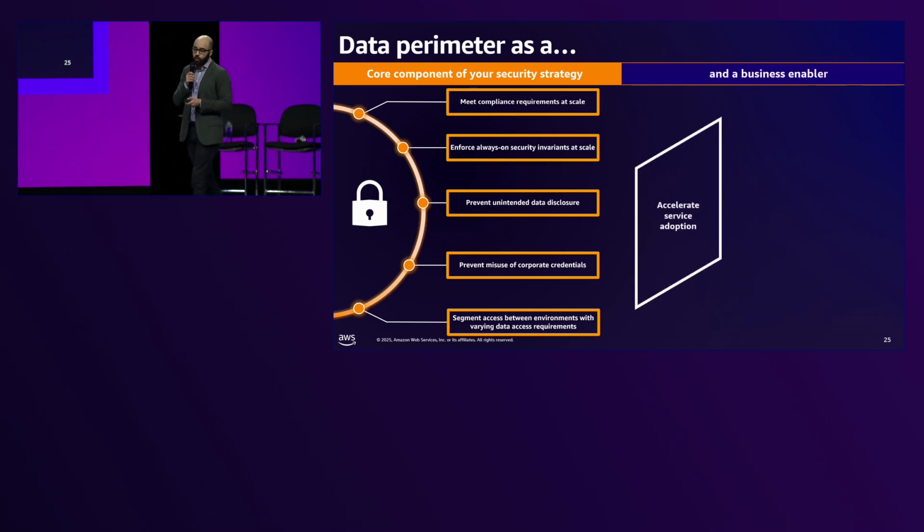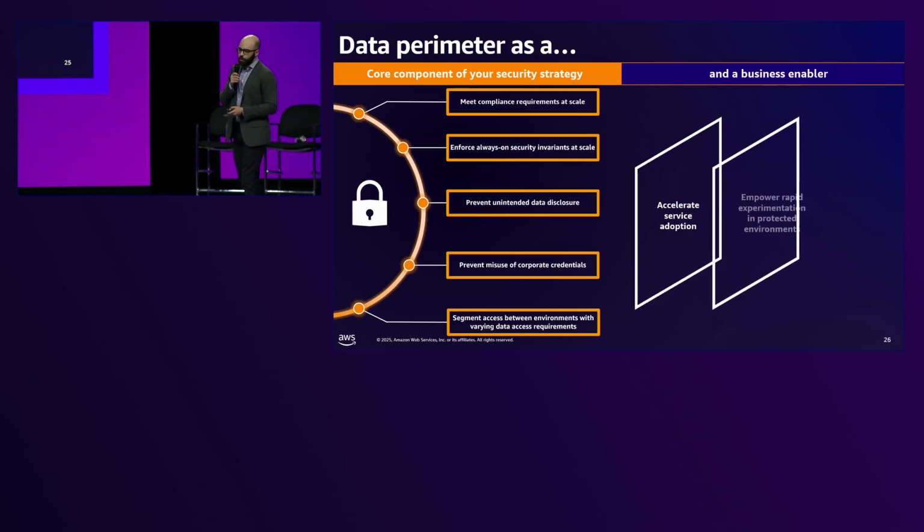Data perimeter controls also help you meet your business objectives. So they are a business enabler. One of the first key objectives that is shared by our customers is that data perimeter controls help them accelerate service adoption and the usage of the latest features. So some organizations have a governance process, where they would review the security and compliance objectives of services or features before enabling them. And by having this always-on security invariant control, which are data perimeter controls, in place, they can actually accelerate this process and make sure that they can provide new services, new features faster to their customers and developers.